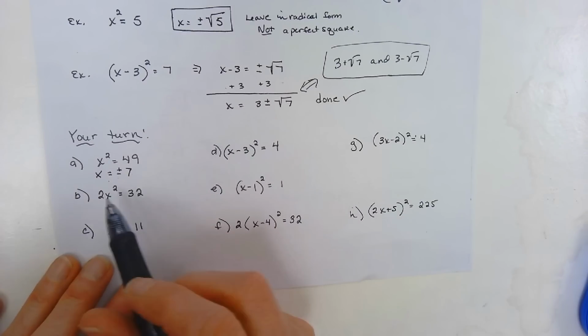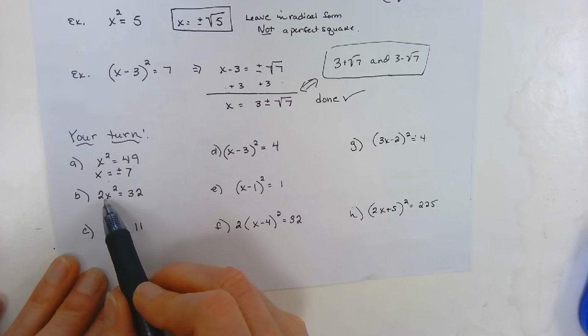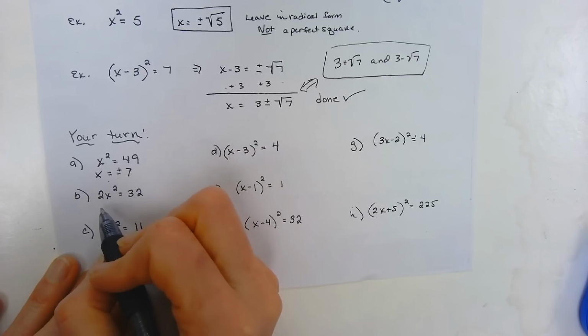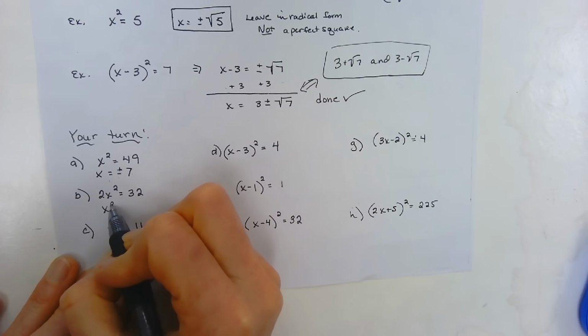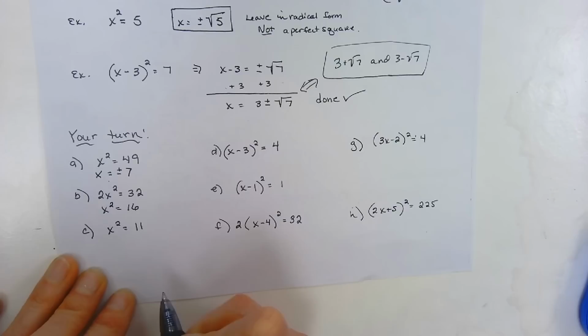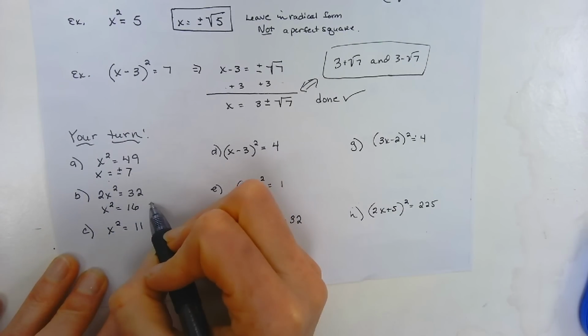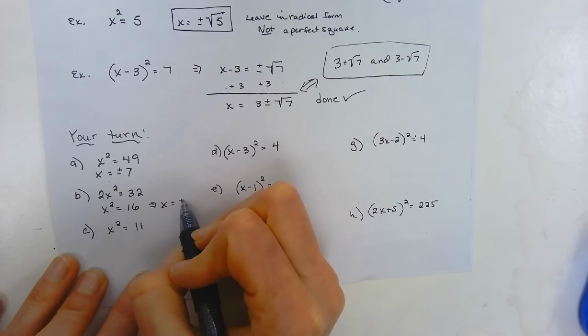B, before I take the square root of both sides, I'm going to divide by 2 and get x squared by itself. Dividing both sides by 2 gives x squared equals 16. And then that leads to x equals plus or minus 4.